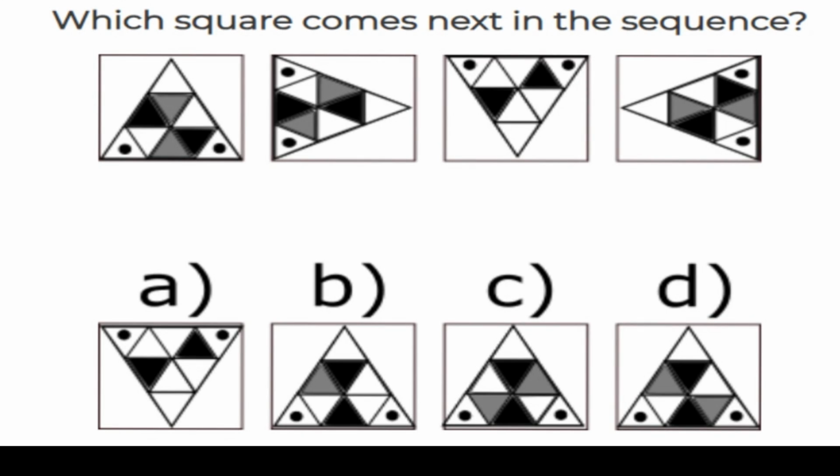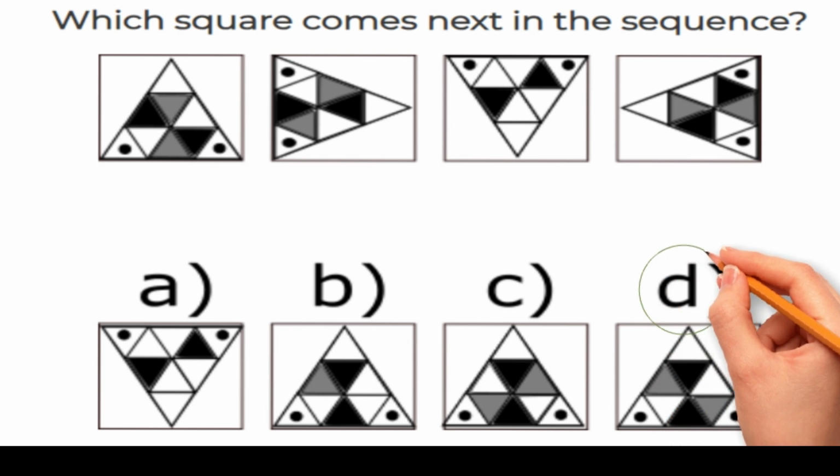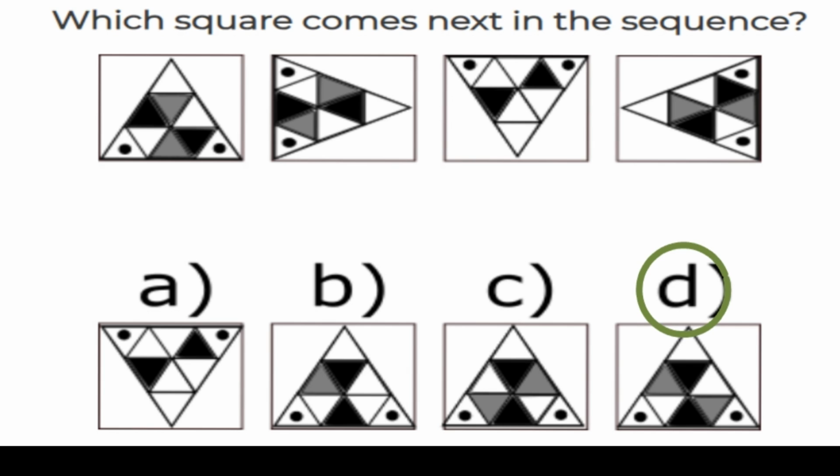6. Which square comes next in the sequence? The answer is D. The whole triangle rotates 90 degrees clockwise in each step. The two dots always remain in the same place. The inner 6 triangles form their own hexagon. Within this hexagon, the gray triangles rotate 60 degrees anti-clockwise, and the black triangles rotate 60 degrees clockwise.